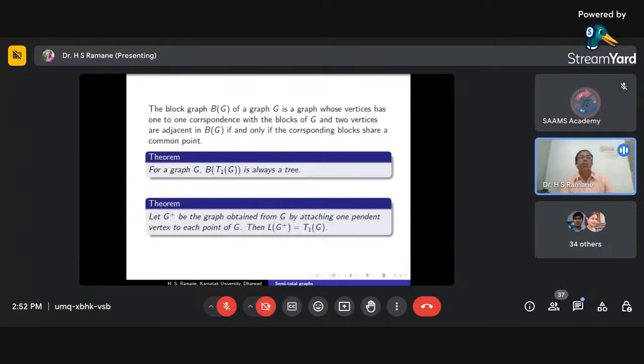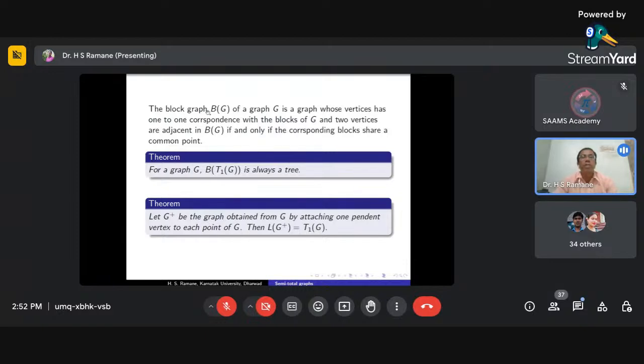Now the block graph. First of all, what is meant by a block graph? A block is a non-separable induced subgraph of G. That is, it has no cut point as well as no bridge. It is a maximal subgraph without a cut point and bridge.